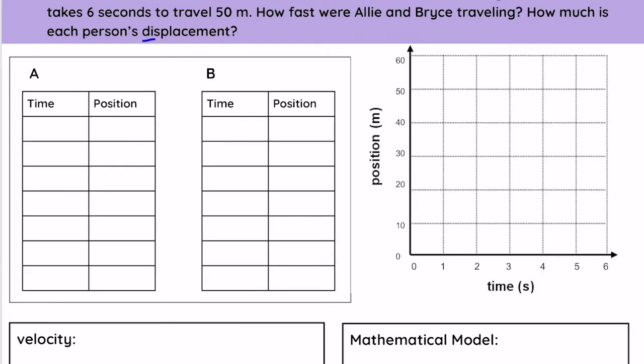So I'm going to say person A is Allie and person B is going to be Bryce. And I'm just going to assign this so that I remember what color I'm assigning which object or person.